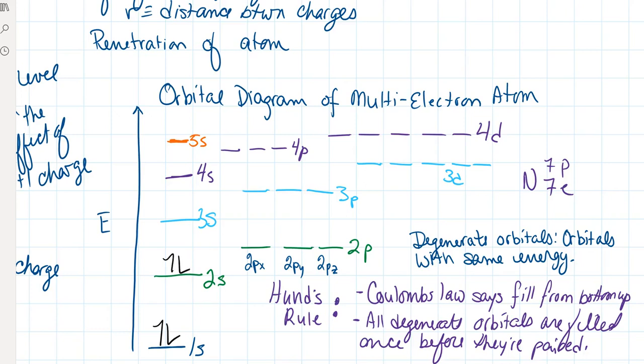But now, when I get to the 2p, I have to fill in my electrons one at a time, because Coulomb's law says I fill from the bottom up. And the other half of that is that this negative electron repels the other negative electron. So I'm going to spread those out around the 2p's before I start to fill them up again.